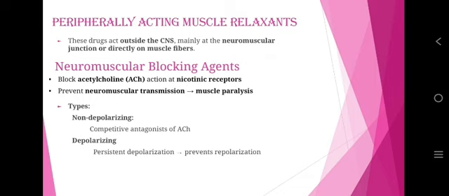D-tubocurarine. This D-tubocurarine competes as an antagonist of acetylcholine. And another classification is the depolarizing classification. An example for this depolarizing classification is succinylcholine. This succinylcholine persists in the depolarization and which leads to the prevention of depolarization. This is the short outline of these classifications, and then we move on to the individual drugs.